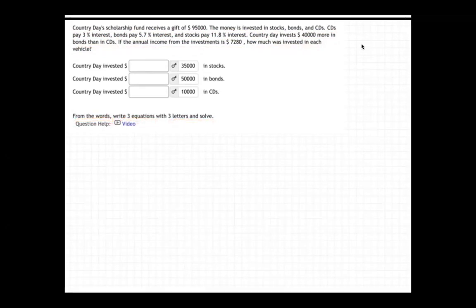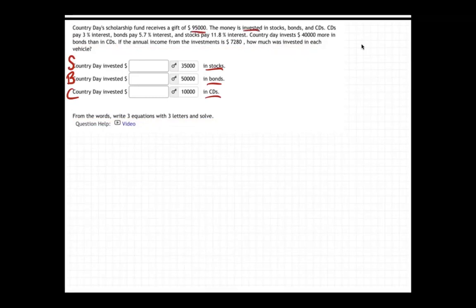Okay, I'm going to call this S for stocks, B for bonds, C for CDs. You can call it XYZ if you want, but I think it's nice to have it meaningful. Okay, so here we go. So I'm going to write my three equations first off.